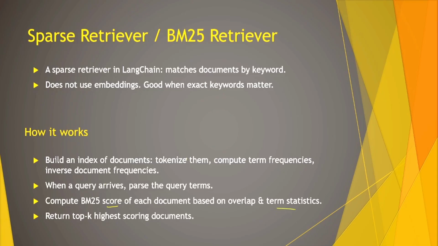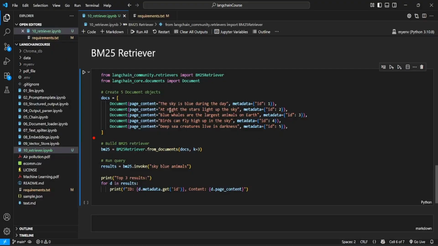So let's see it in practical. Okay guys, so this is our BM25 retriever example. We have to import the BM25Retriever from langchain_community.retrievers.